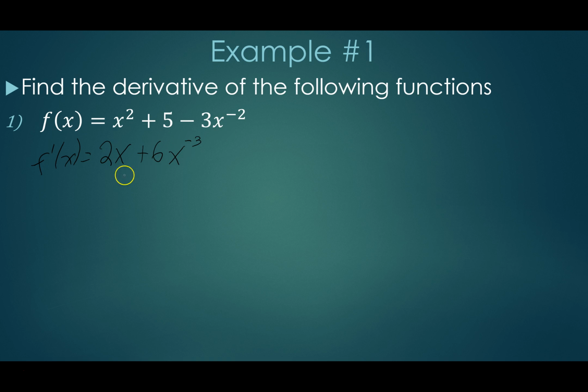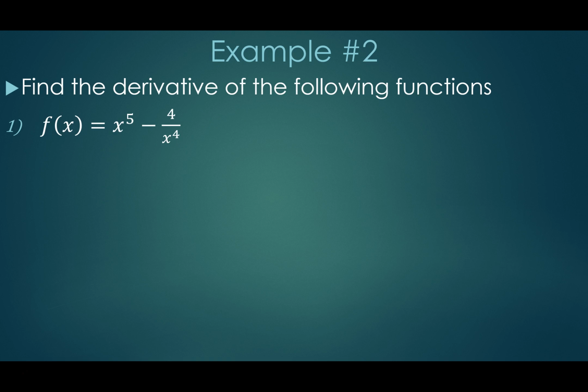If you'd like to go one step further and rewrite it so there's a positive exponent, this becomes 2x plus 6 over x cubed. Either way is perfectly fine. There's not necessarily a reason one way to write it is correct or not. So that's it. You take the exponent, move it in front, and decrease the exponent by 1. Had there been a number already in front of it, you multiply those two numbers together to get a new number. And again, you still decrease the exponent by 1. If there is no variable, it goes away.